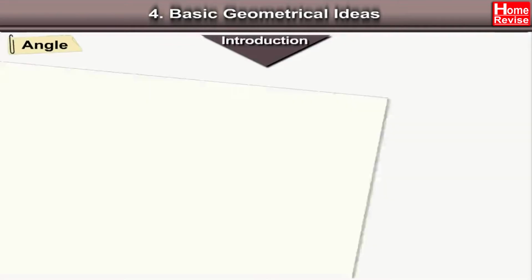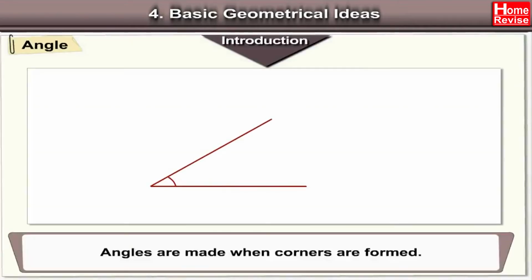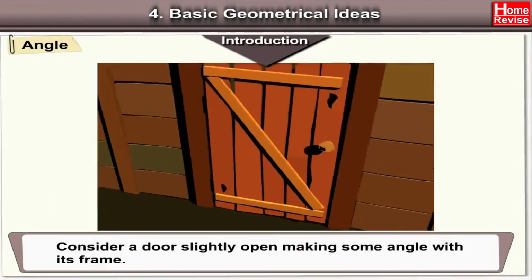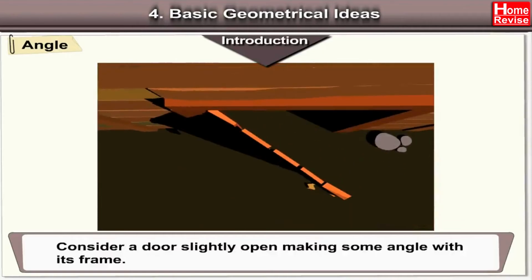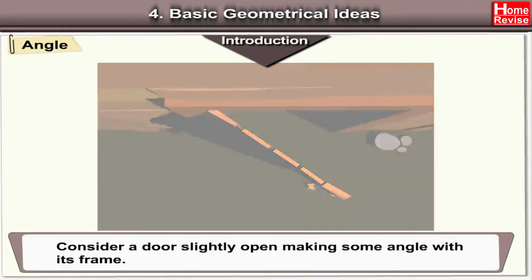Angles. Angles are made when corners are formed. Now consider a door slightly open, making some angle with its frame. I'll tell you what, why don't you try it out? Why don't you open a door? You will realize that the door is making an angle with the frame, right?